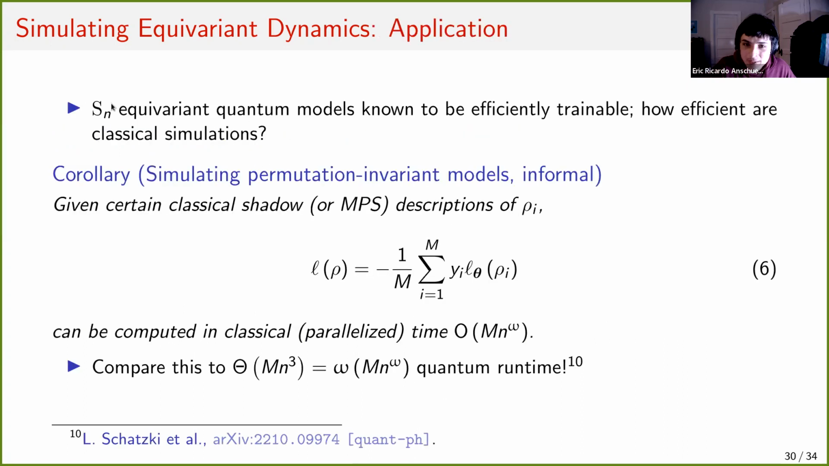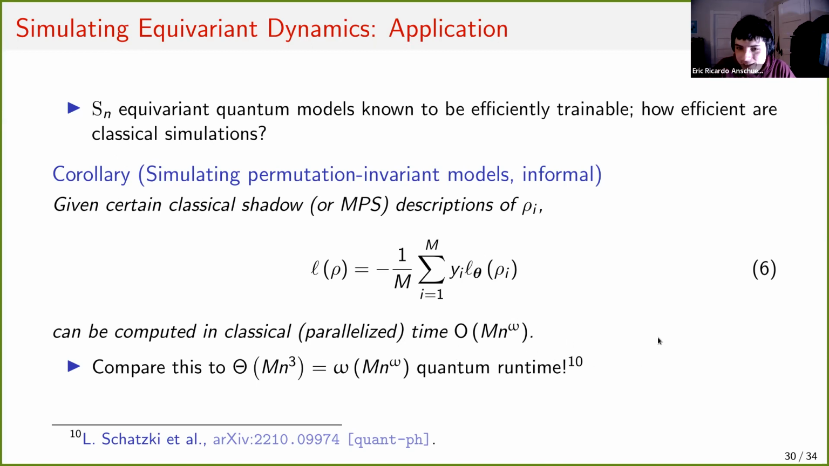So we can look at this more closely for the symmetric group and look at just a quantum classifier. This is the model that was looked at to show trainability in this symmetry equivariant paper. And we show that when these input states are given as classical shadow or MPS descriptions, you can evaluate this loss function actually in time quicker than the quantum algorithm evaluates it, because the depth of the circuits are n cubed, but we show how you can take these products in efficient time, assuming some assumptions on how things are parallelized and stuff.